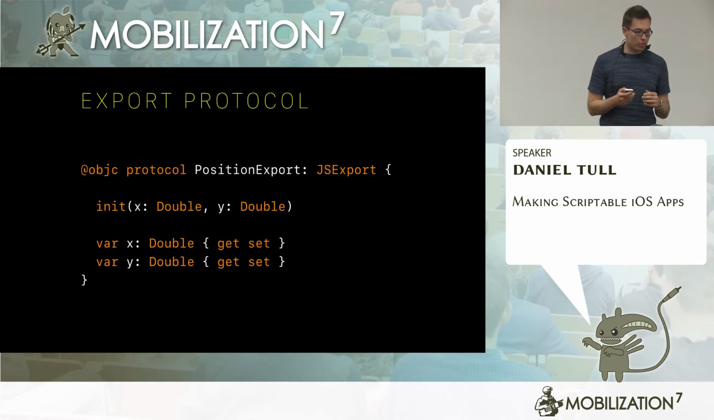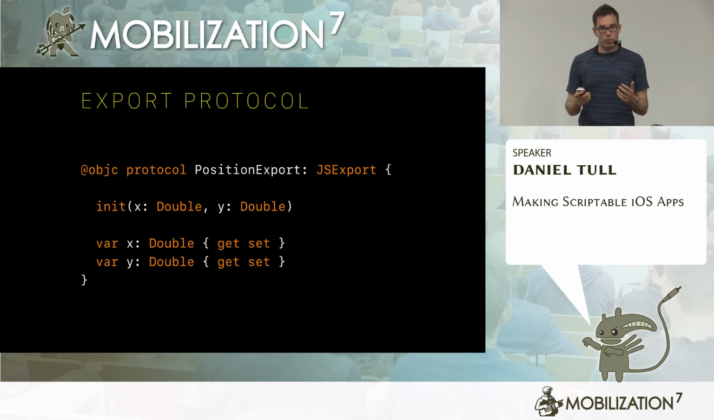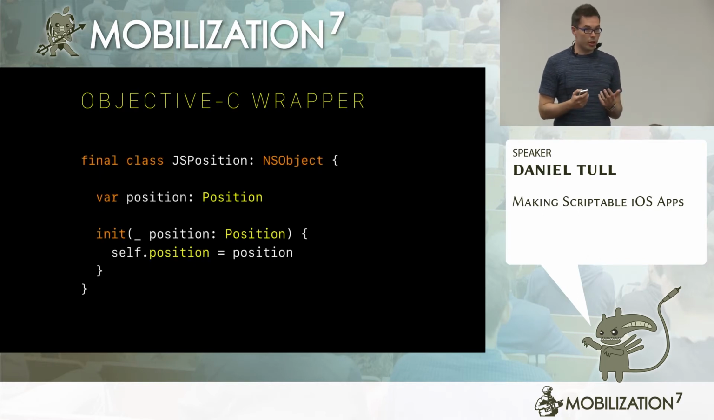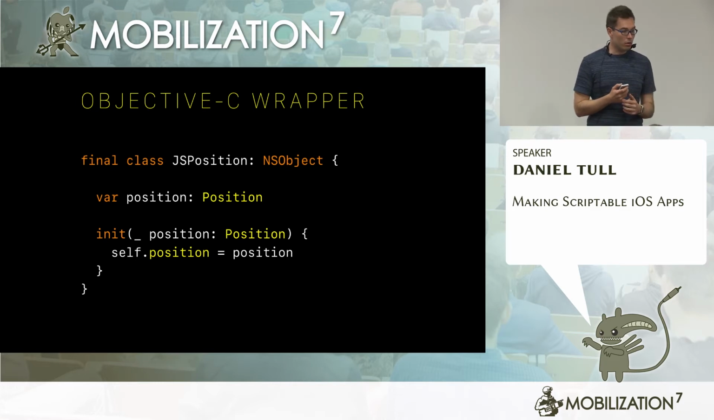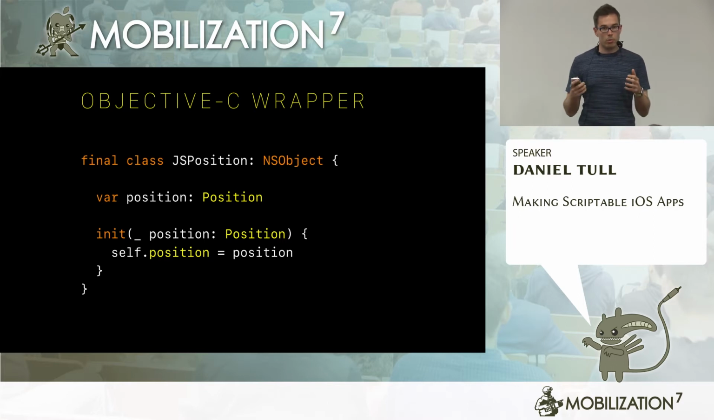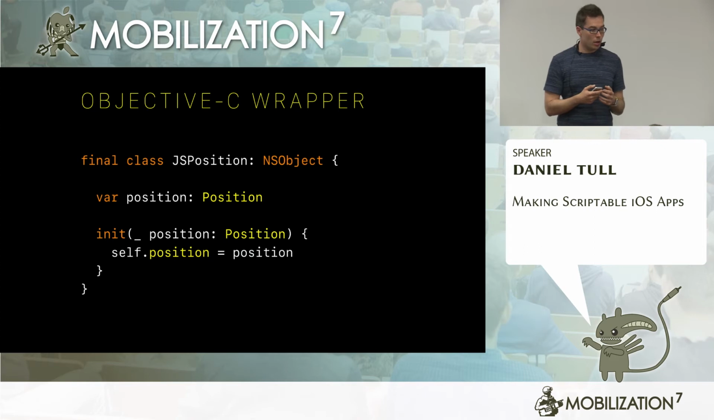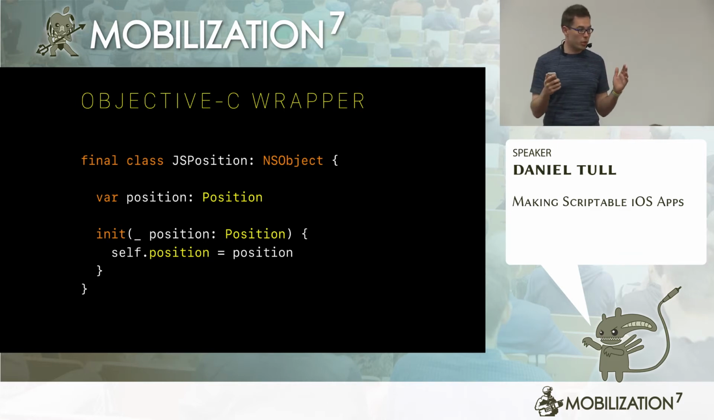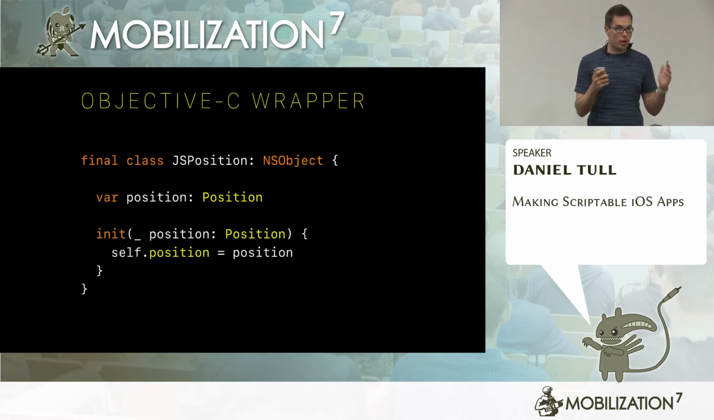And what we have to provide to the JavaScript engine is an NSObject, which implements this. So the way I've chosen to do it is to write an Objective-C wrapper, which is an NSObject. I've called it JSPosition. Inside it, it takes our position value and initializes that, and has an initializer which just takes that. That allows us to convert fairly easily between a Position and a JSPosition.